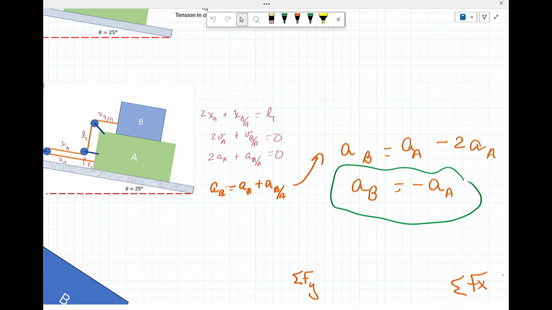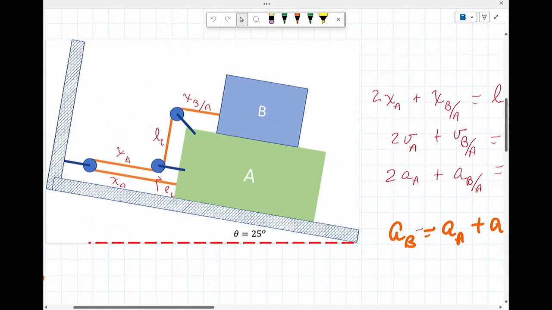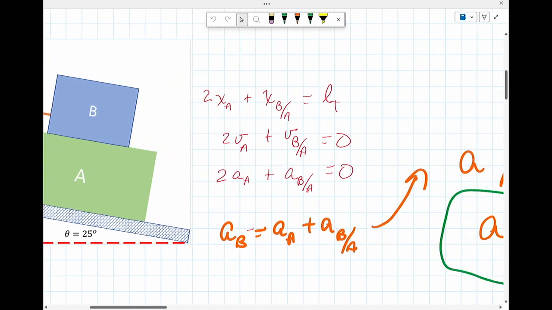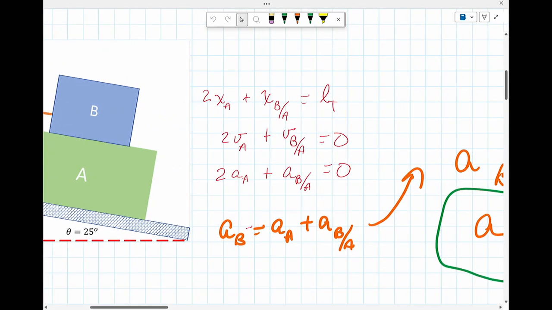Again, if you look at this diagram right here, you have a bunch of constant lengths, but the only ones that vary are XA and XB relative to A. And you can use that to calculate the total length of the cable. Taking its derivative, you then get a relationship between acceleration of A and acceleration of B relative to A.